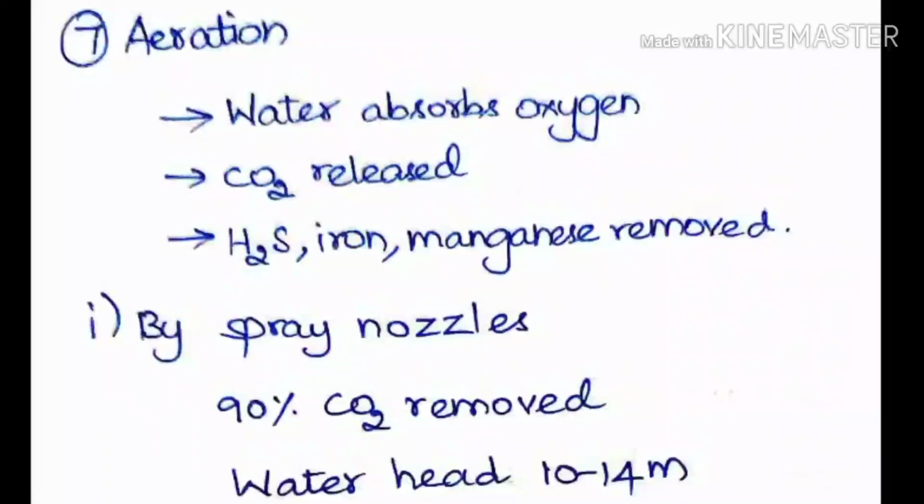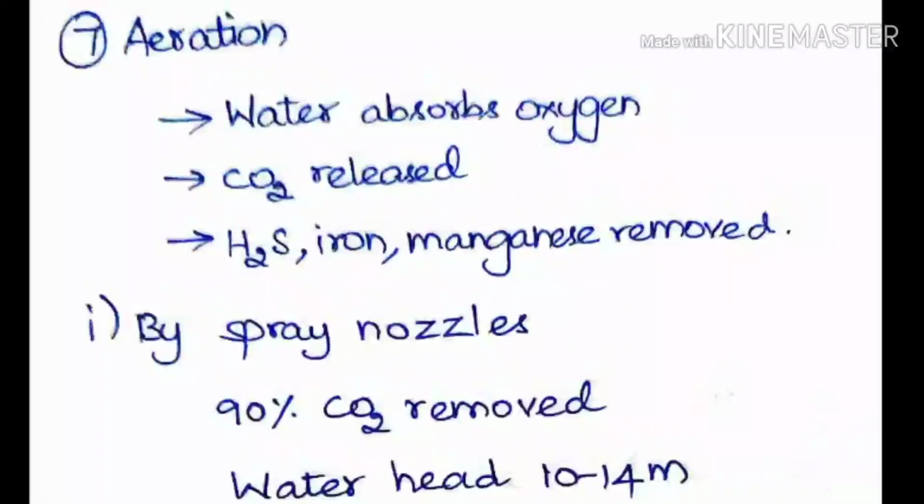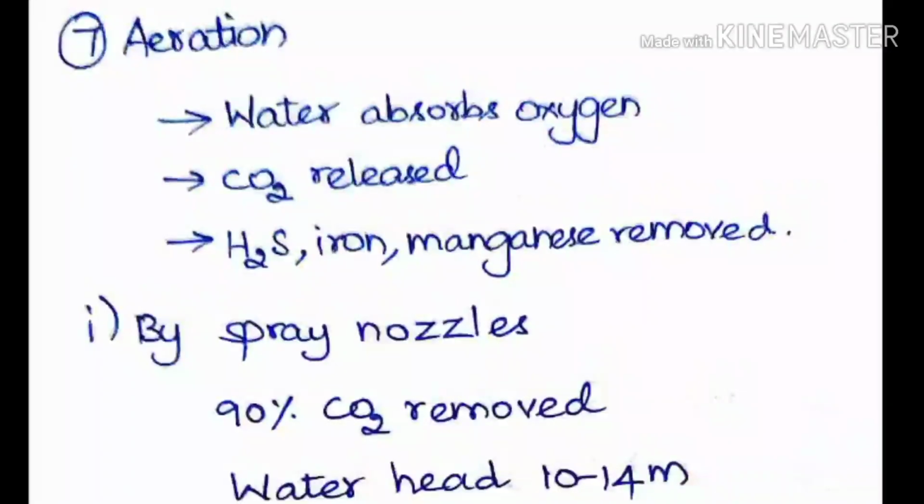First one is by spraying nozzles. So by spraying the water, it will be reacted with the air present in the atmosphere, so that the oxygen will be absorbed by the water, and here 90% of CO2 is removed. So the water head has to be maintained at 10 to 14 meters, so that the pressure will be more, so that the spray nozzles could be sprayed well.